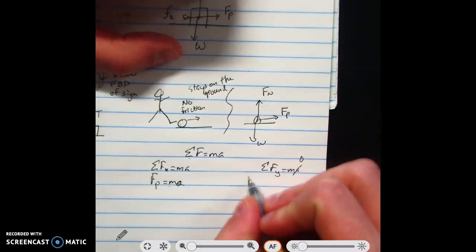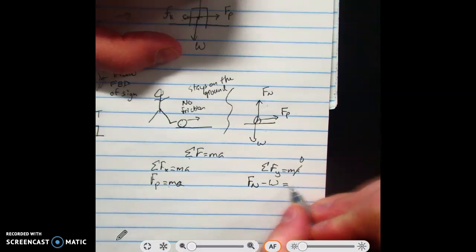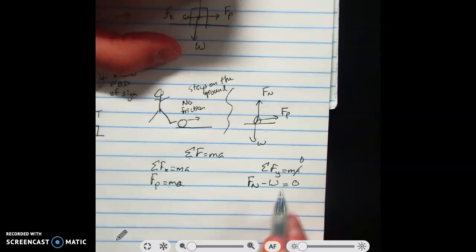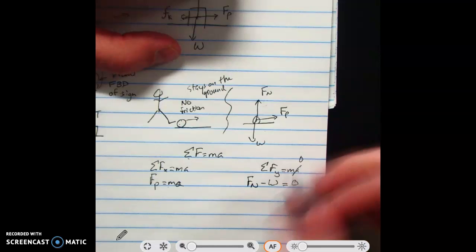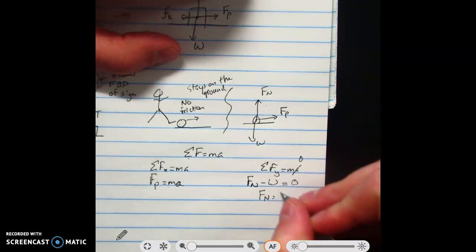So if that's the case, let's now look at my forces. Force normal, positive, because it's pushing up, minus weight equals 0. Why is it equal to 0? Because the acceleration is equal to 0, so the mass cancels out. So what this states is that my force normal is equal to my weight.